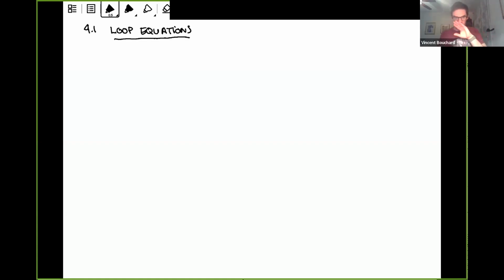Okay, so what are loop equations? Let me first give you a bit of context. Loop equations come from matrix models. If you don't know about matrix models, that's fine. We're not going to say much here about matrix models, but it's a fascinating subject.